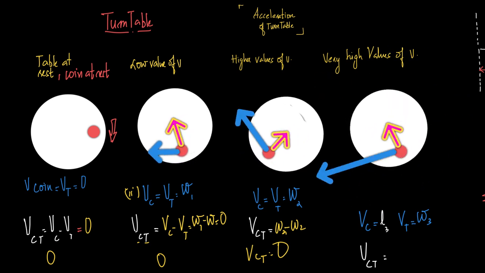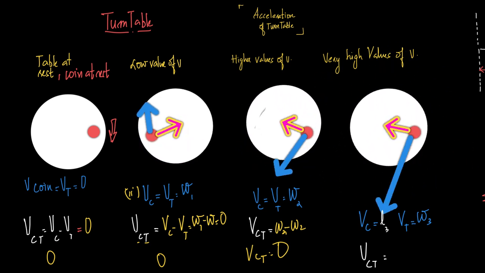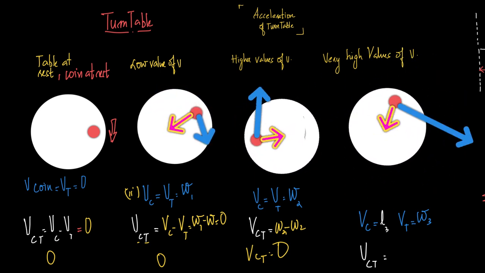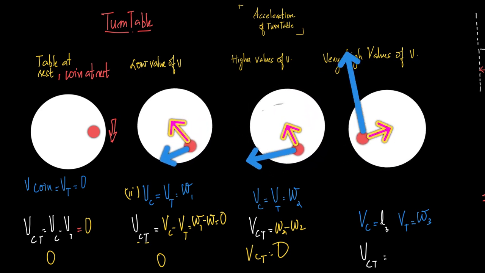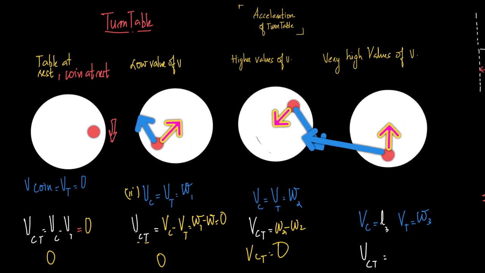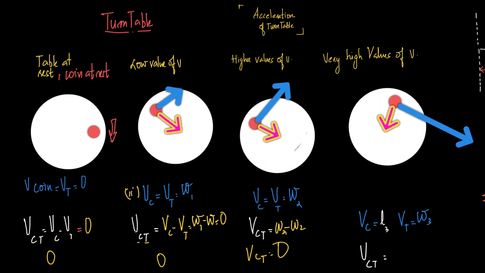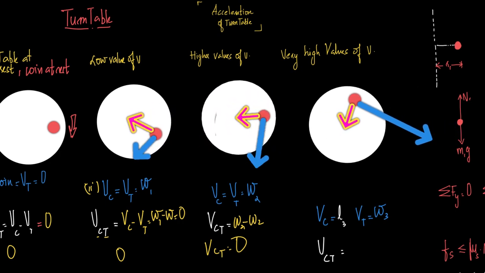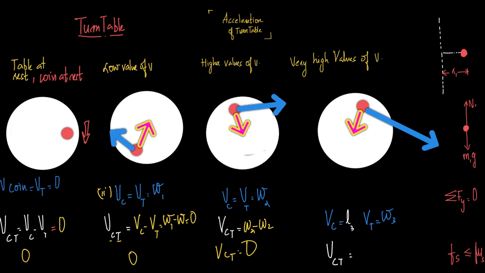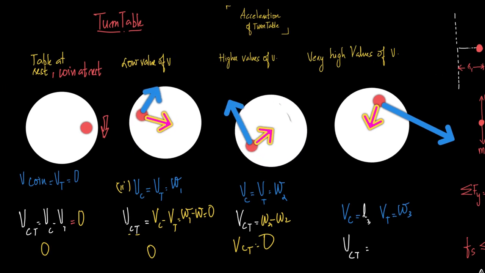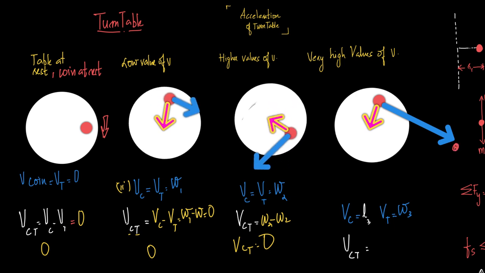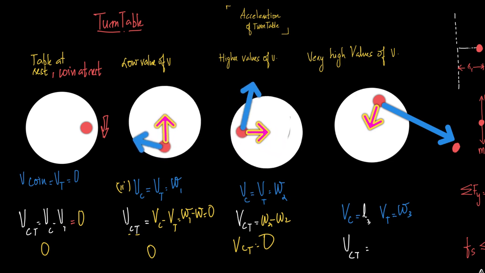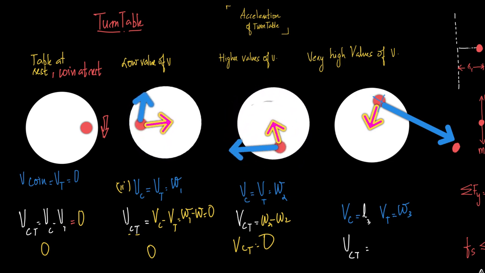Right? Now let us see for very high values of v. What will happen for these very high values of v? We need to understand that at some point of time, this velocity would result in the coin being displaced from the table, right? The coin will now be displaced from the table. Let us say the coin has reached this point. The coin is no longer here on the table. It has left the table, right?